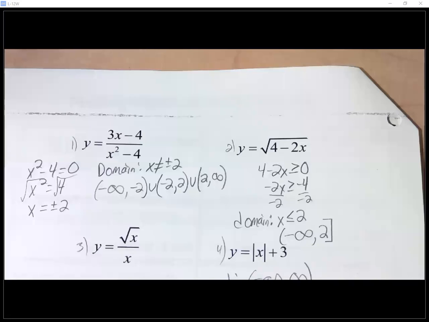Can't square a negative number. No, you can't. Don't laugh like that. You can square a negative number. I mean, you can't square root a negative number.